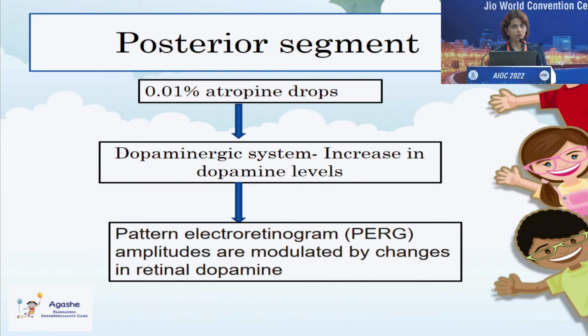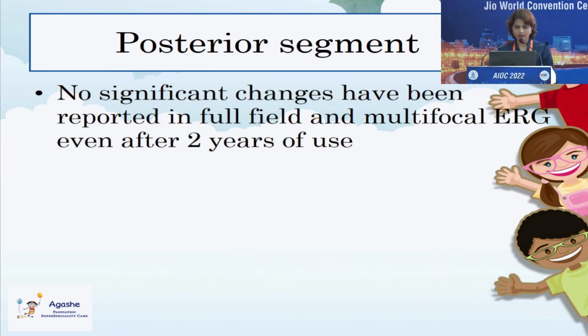The effect of atropine drops on the posterior segment. So we learned through the earlier presentations that for the 0.01% atropine drops, one of the hypothesized mechanisms is working on the dopaminergic system and causing an increase in the dopamine levels through the RPE. Hence, it was thought that it can affect the retina, and hence pattern ERG amplitudes could be modulated by the changes in the retinal dopamine. So, a few studies are there on this. However, the ATOM study did not notice any significant changes in the full field and multifocal ERGs after 2 years of use.